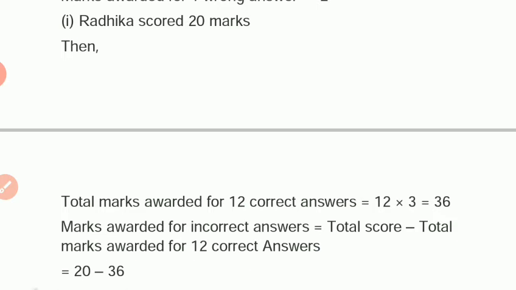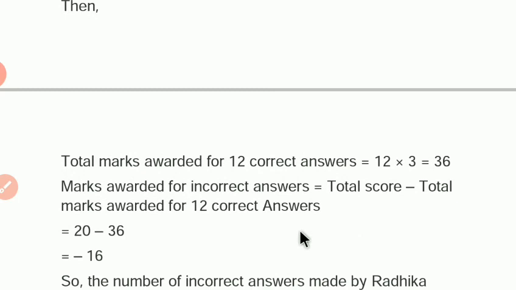Now we have to find marks awarded for incorrect answers. So how to find? We will find by total score minus total marks awarded for 12 correct answers. As you can understand by one example, if you are having a test of 10 marks and you have done 6 marks of questions correctly, how to find how many marks you lost for incorrect answers? So 10 minus 6, which is equal to 4. It means you lost 4 marks for incorrect answers. Like this you have to find total score minus total marks awarded for 12 correct answers.